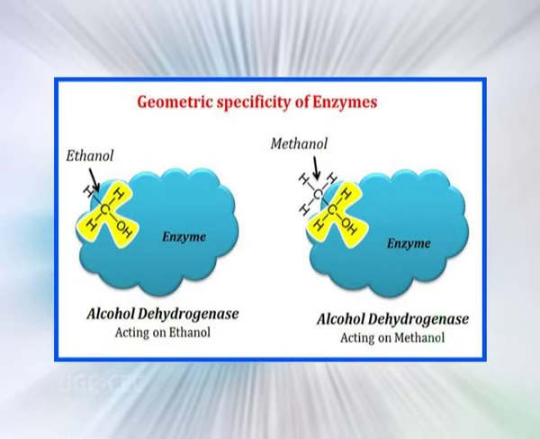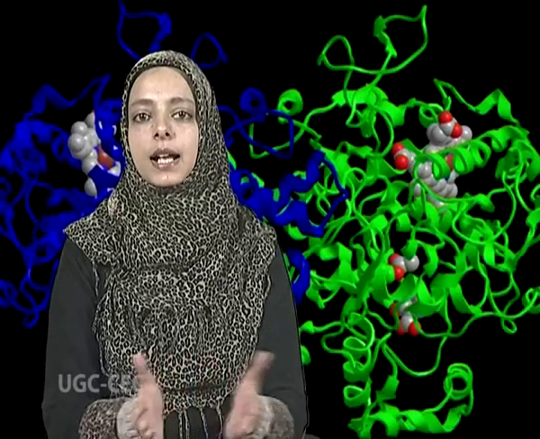Specificity for geometrical or cis-trans isomers. For example, fumarase will add water across the double bond of the trans isomer fumaric acid, but is completely inactive in regard to the cis isomer maleic acid. Enzymes of the Krebs cycle in general exhibit cis-trans specificity.